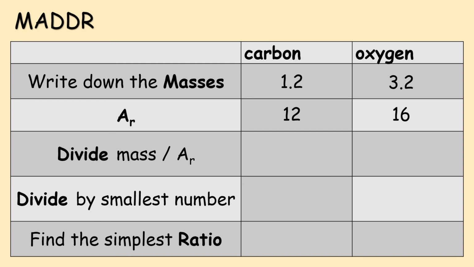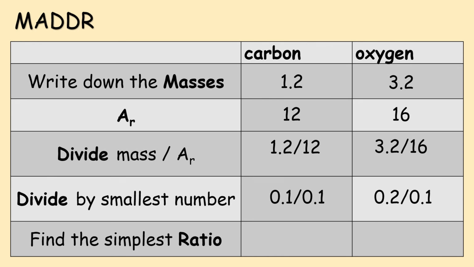Now what we do is we divide the mass, so the top number, by the relative atomic mass, that's the second number, and we end up with this. So we've got 1.2 divided by 12, and then 3.2 divided by 16. 1.2 divided by 12 gives me 0.1, and 3.2 divided by 16 gives me 0.2. Now, the next thing I need to do is divide by the smallest number of those. 0.1 is the smallest number. So 0.1 divided by 0.1 gives me 1, and 0.2 divided by 0.1 gives me 2. So that's my ratio. I've now got 1 to 2.